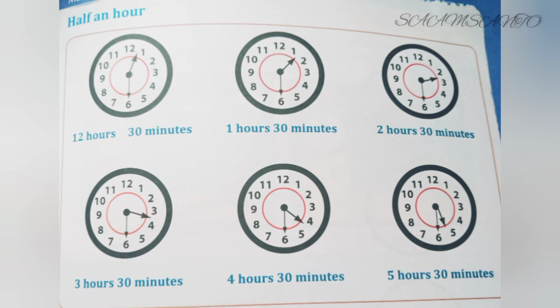Half an hour. That means half of an hour. 60 minutes is 1 hour and 30 minutes is half an hour. 12 hours 30 minutes, 1 hour 30 minutes. These are the examples given here. 30 minutes counted from any time is half an hour.